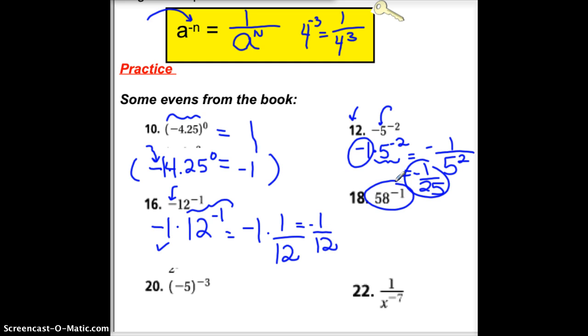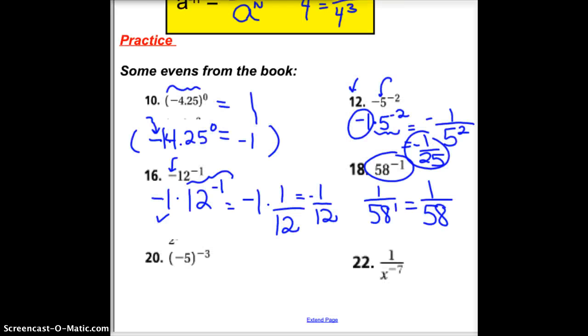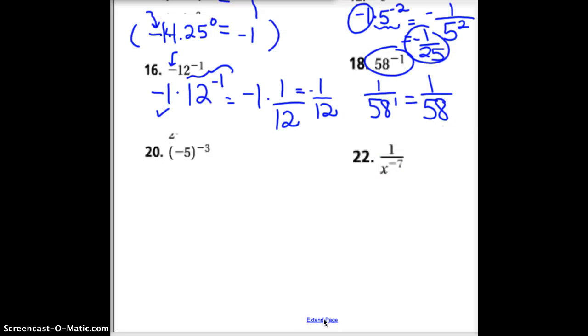This is not negative 58. This means divide by 58 once. And you don't need to put the 1 on the exponent there because it's implied, but if it's there, it certainly isn't wrong. So let's go take a look at number 20.